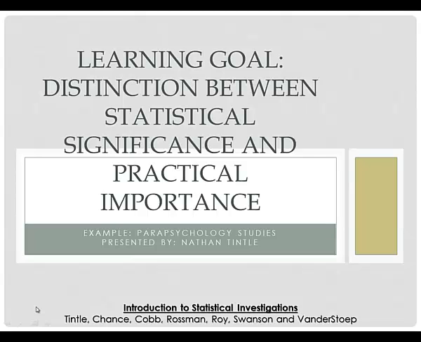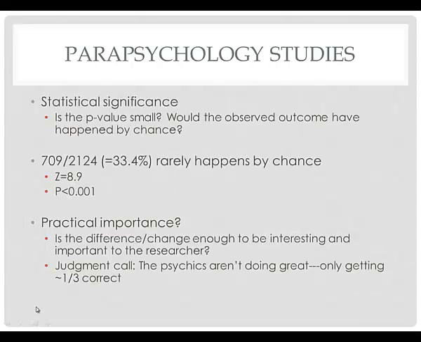In this video, we're going to talk about the difference between statistical significance and practical importance using the parapsychology studies example. What does it mean to say something is statistically significant? Really, this means, is the p-value small? In other words, would the observed outcome have happened by chance?